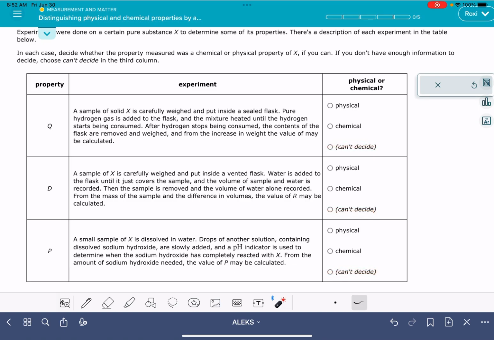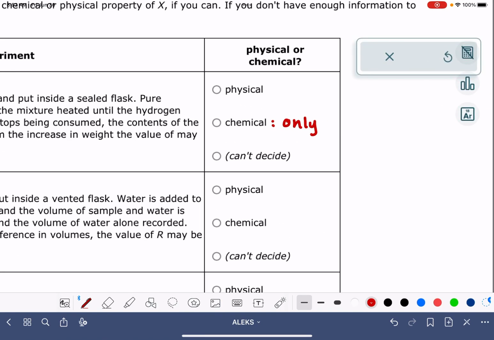So I'm not telling you that can't decide is never going to be the answer, but I don't think it's very likely. Let's begin by defining or distinguishing a physical property from a chemical property. A chemical property is one that can only be measured during a chemical reaction. So in order to measure a chemical property, you have to take the substance and put it through a chemical reaction. And this means that the substance is destroyed or converted in the process of measuring the chemical property. So this is only measured during a reaction.